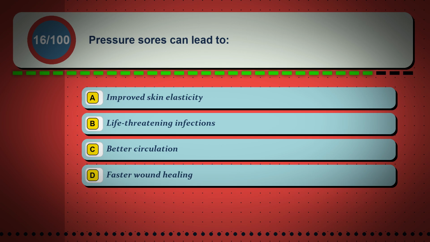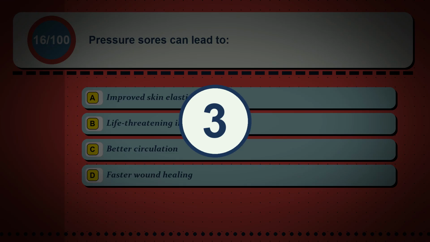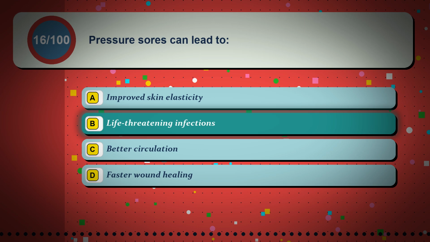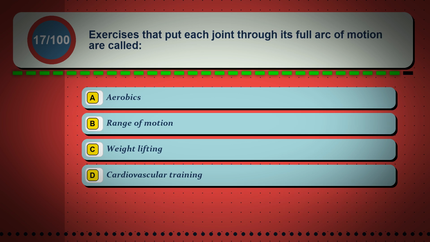Question 16. Pressure sores can lead to: Option A, improved skin elasticity. Option B, life-threatening infections. Option C, better circulation. Option D, faster wound healing. The correct answer is option B, life-threatening infections. If left untreated, pressure sores can become deep, infected, and lead to sepsis, a blood infection, or bone infections, which can be fatal. Question 17.